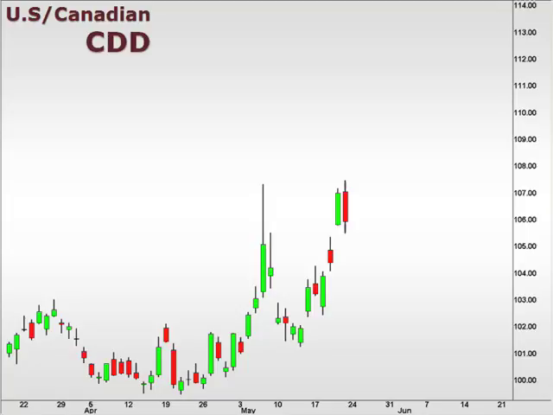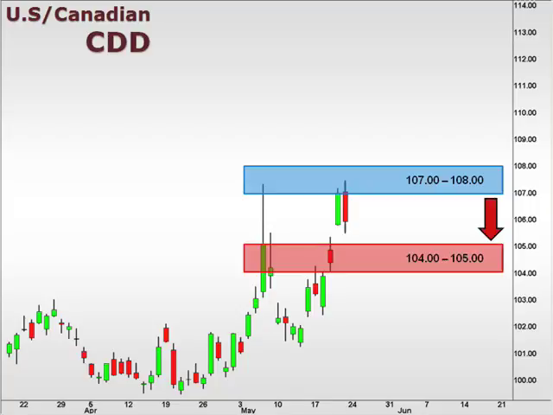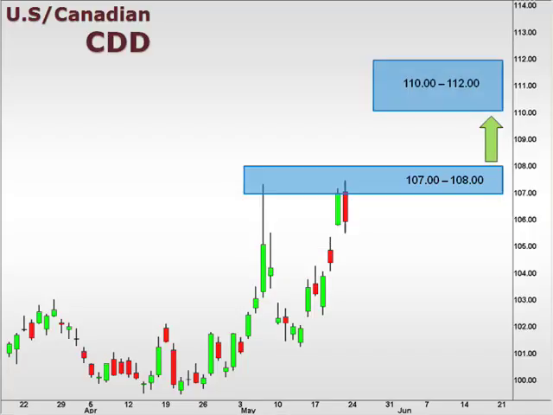Next up, the CDD. Well, the U.S. dollar gained considerable ground against the Canadian dollar last week by testing this 107-108 focal zone. Now, at this point, it would be realistic to expect a pullback that is likely to look for support down at this 104-105 level. A break beyond 108 will have us targeting the 110-112 box.